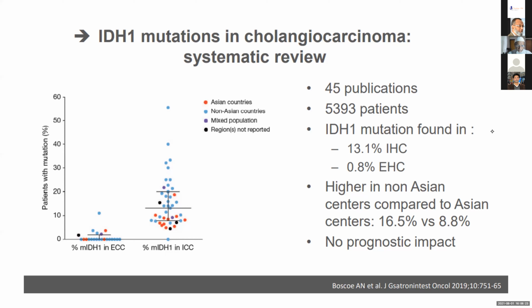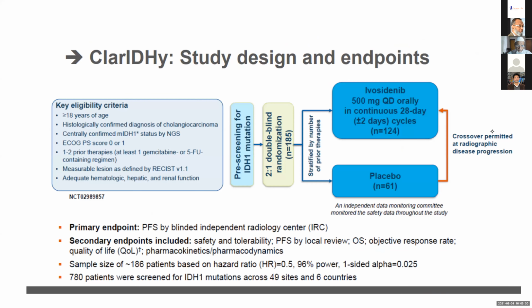So there is a study designed, named the ClarIDHy study. The eligibility criteria are a histologically confirmed diagnosis of cholangiocarcinoma with a centrally confirmed mutation of IDH1 by NGS, a good performance status, and at least one prior treatment with gemcitabine-based chemotherapy.